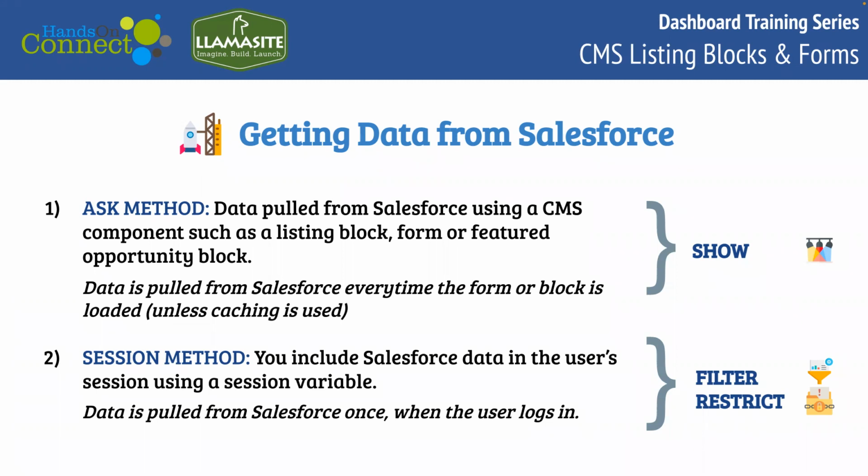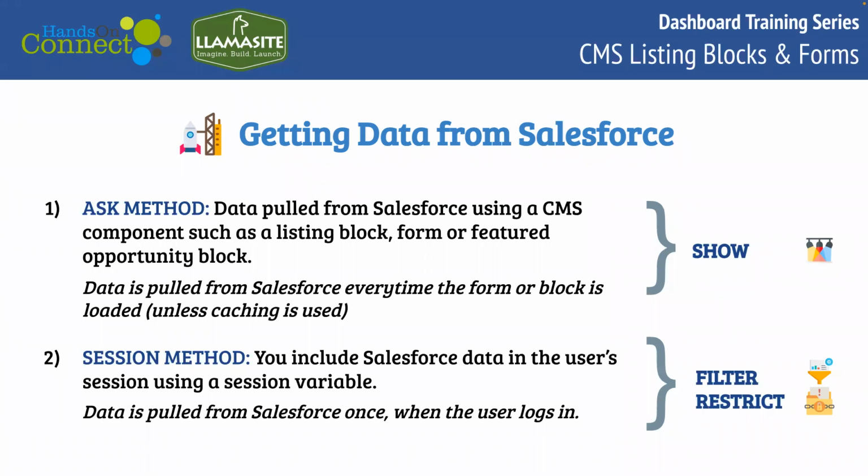So there's a key distinction here between what we call methods. When you pull data from Salesforce, you can ask for it, most likely using a listing block, or the forms can also show data. You're asking for it through one of the components, or you're using it in a session. Let's define a couple of things. In the ask method, you created a listing block to show all the donations. When the user goes to that page and it gets loaded, the data is pulled directly from Salesforce live. So you're getting the most recent set of data.